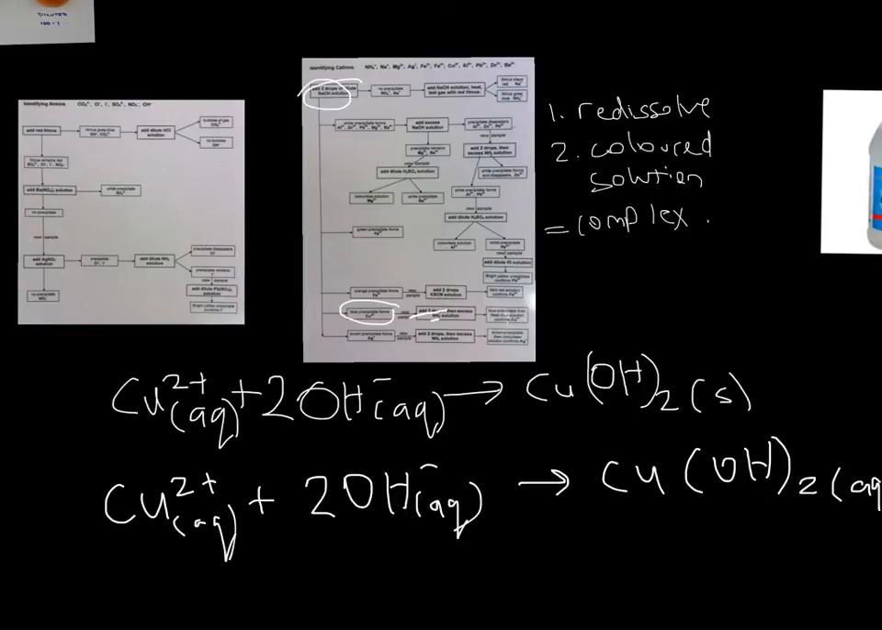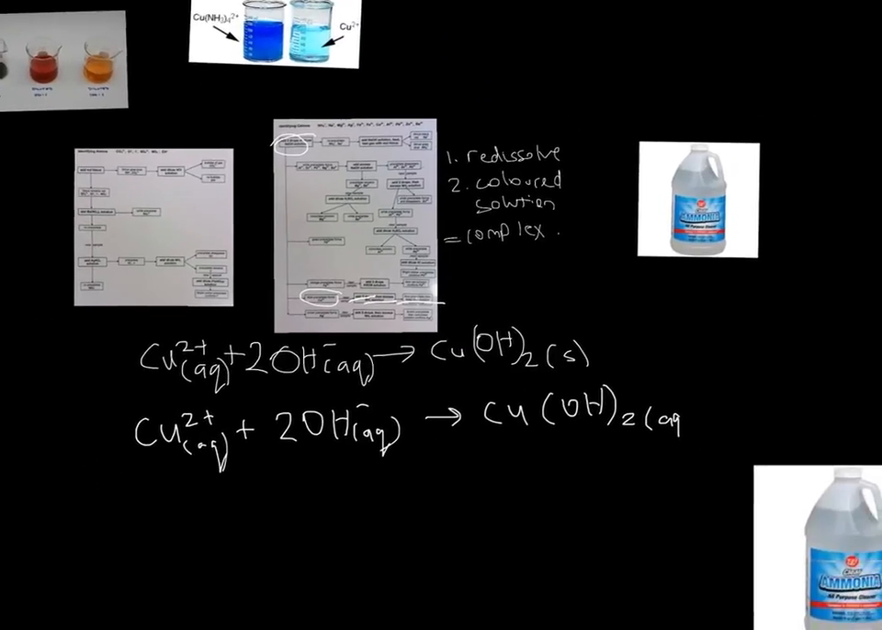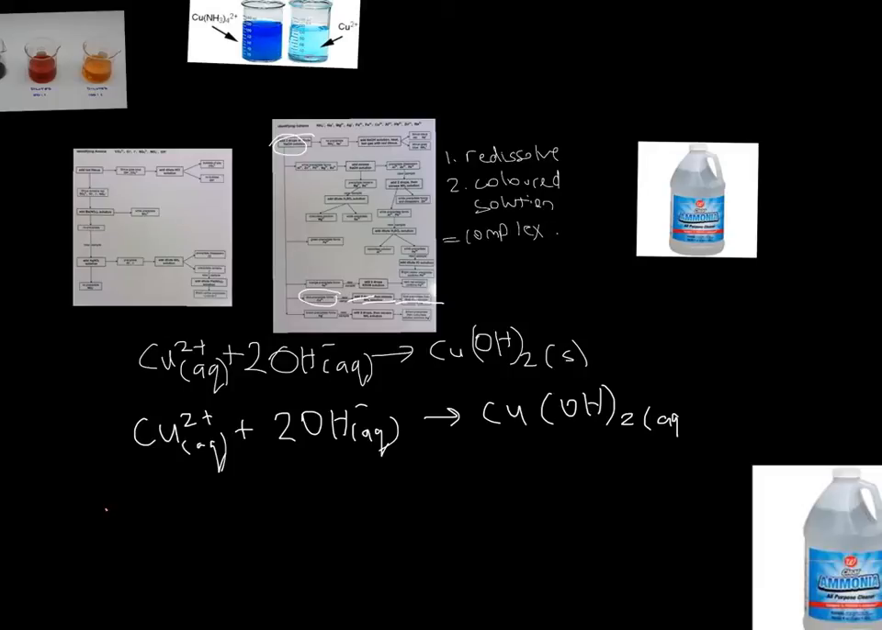The last step says add excess ammonia, and then that it forms a deep blue solution. So the very last equation that you need to write is the complex ion equation. So you do the same stuff as you usually would. We start with Cu2+. This time we're adding lots of ammonia. If we're adding lots of ammonia, you add NH3. This is the actual ammonia now that we're adding.